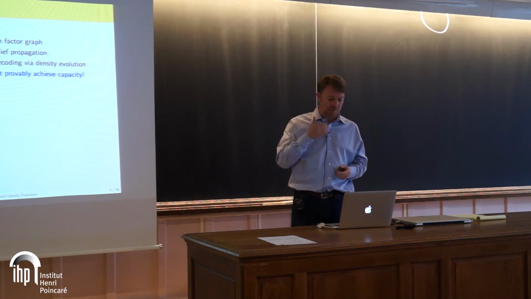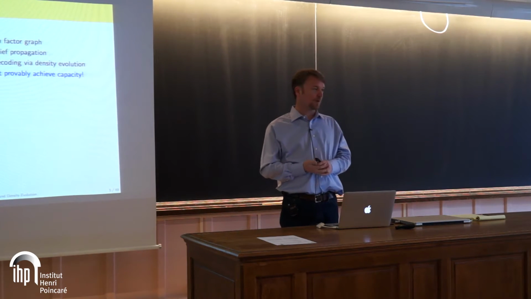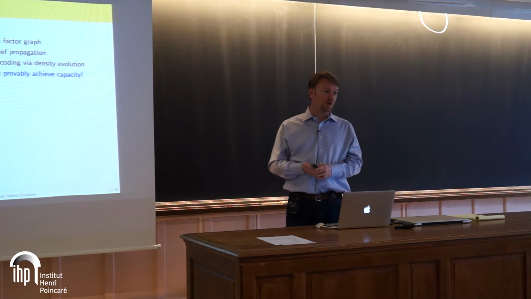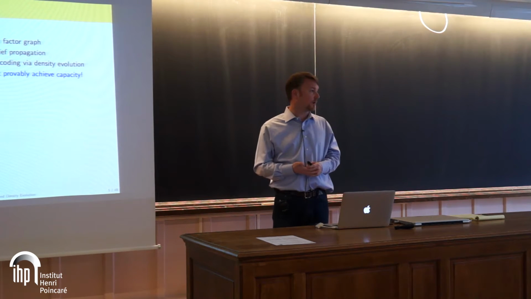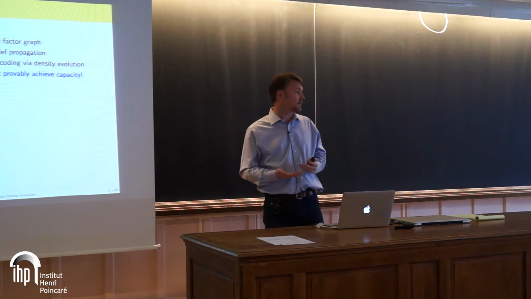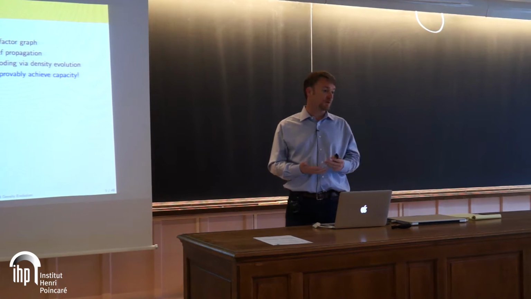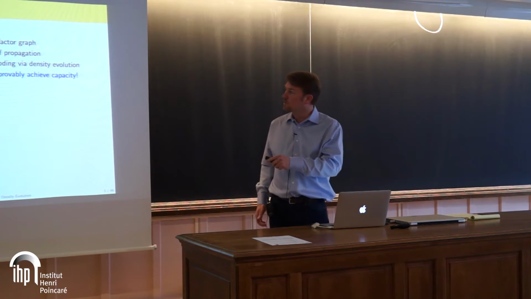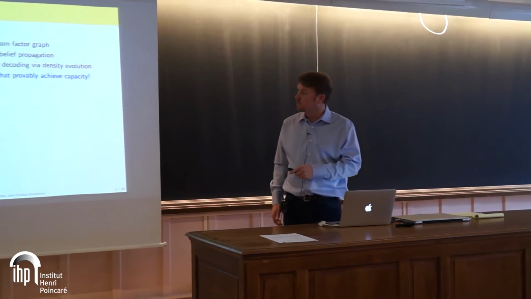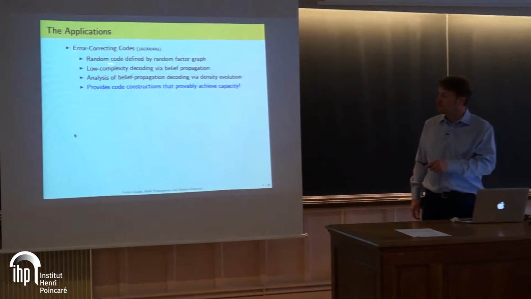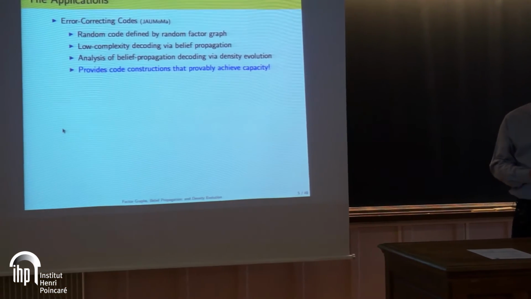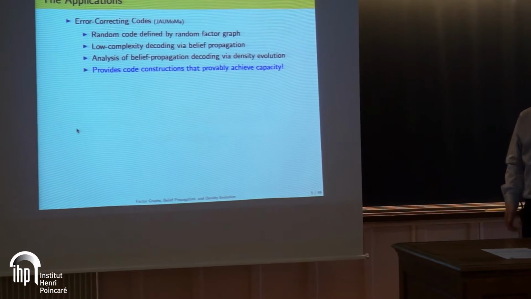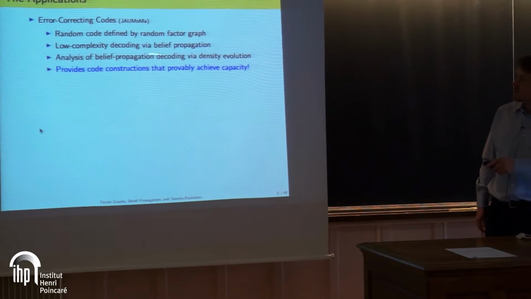All right, so what are the applications that we're going to talk about? Error correcting codes is the application that I'm most familiar with. This is what really brought me to this topic, working on inference and graphical models. So in this case, we have a random code defined by a random factor graph. We're going to do low complexity decoding via belief propagation. And then we're going to analyze belief propagation using density evolution.